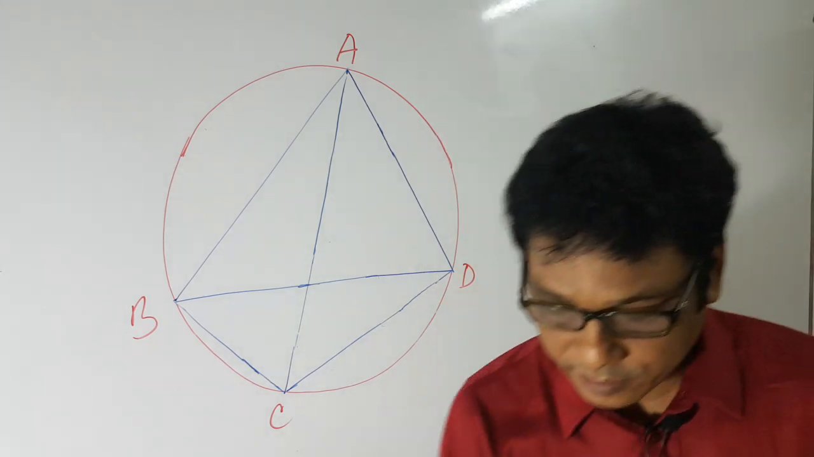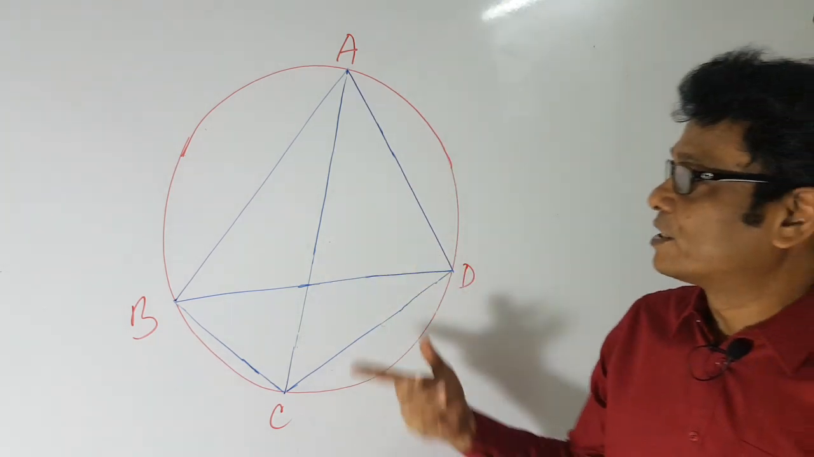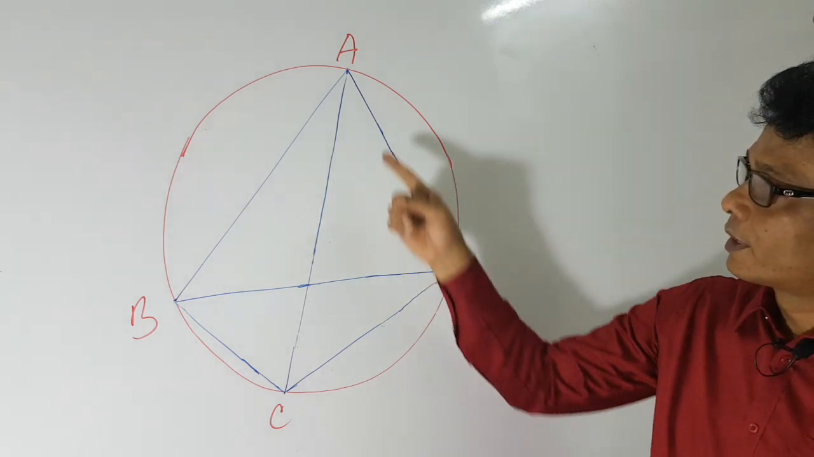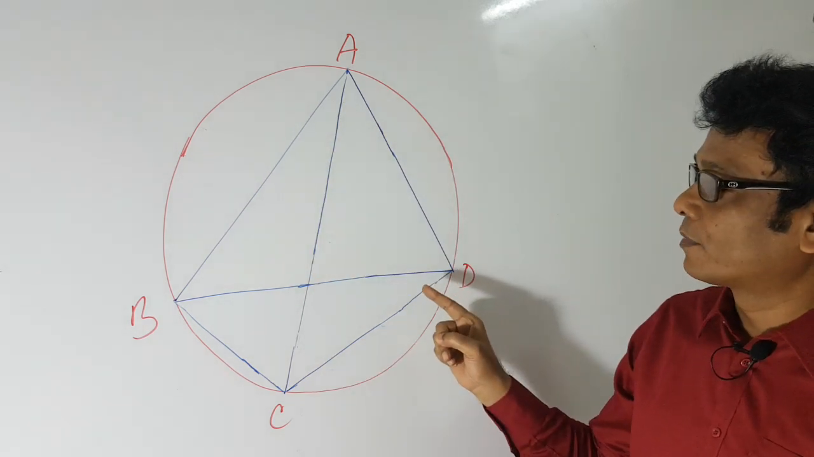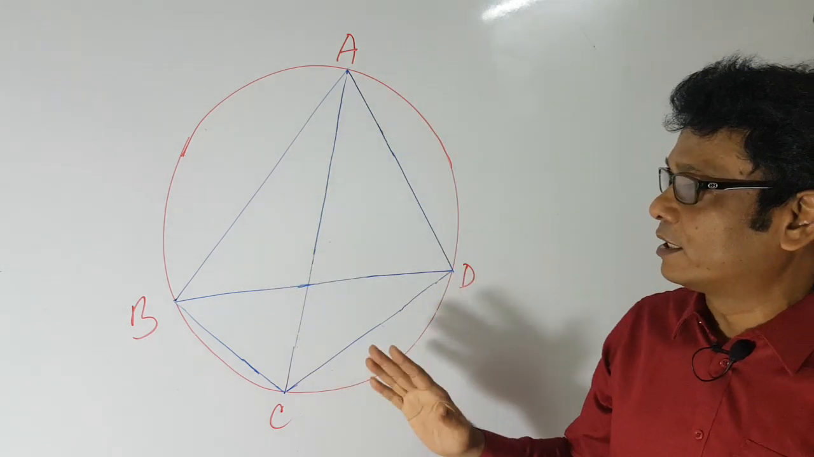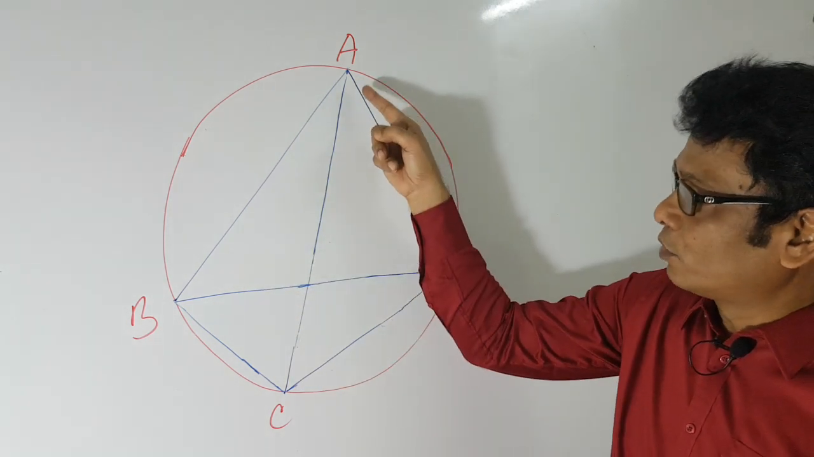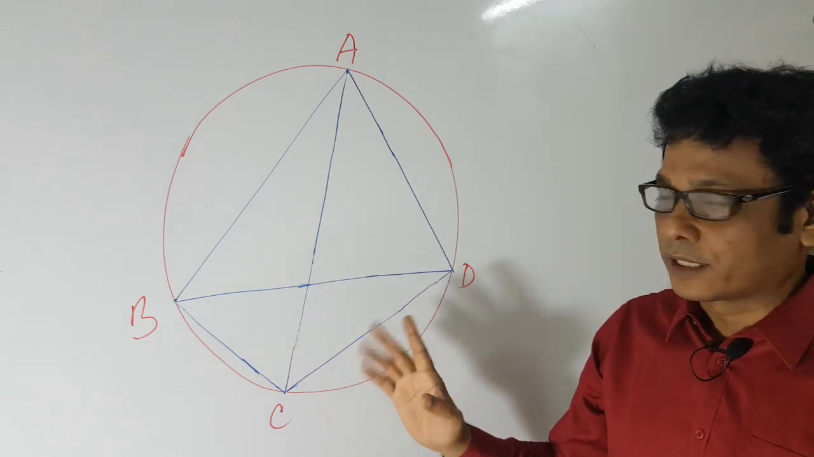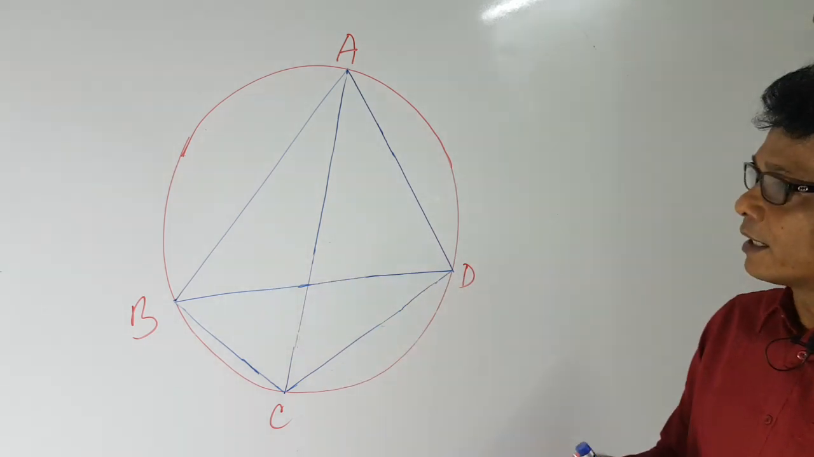What does Ptolemy say? ABCD is a quadrilateral inscribed in the circle. Two diagonals AC and BD.